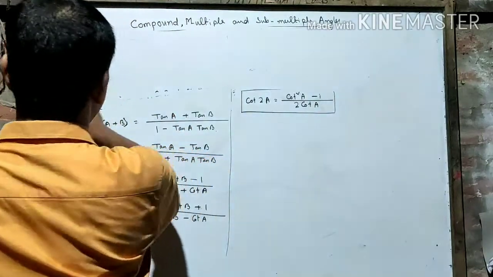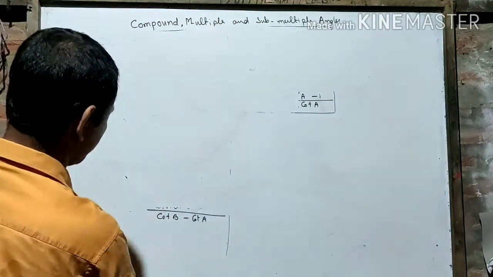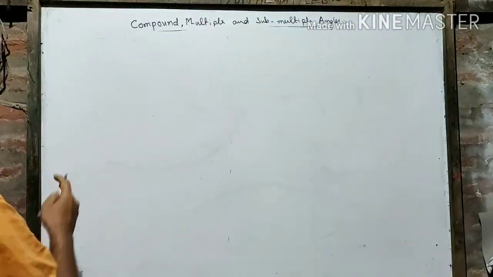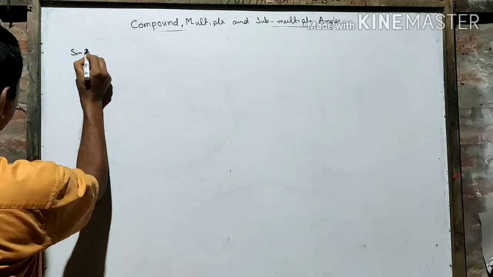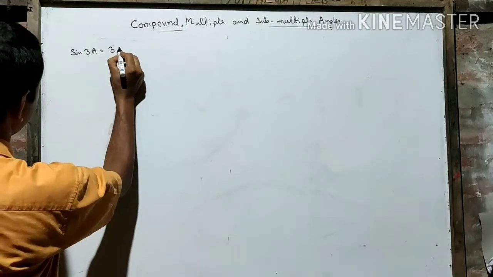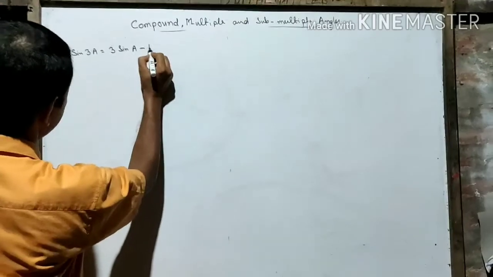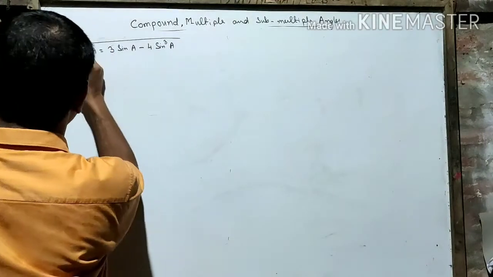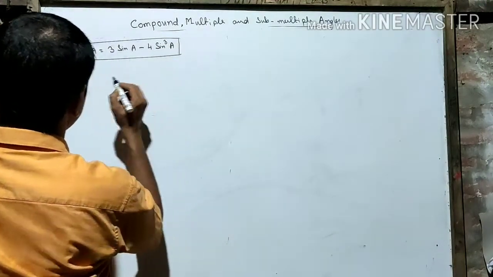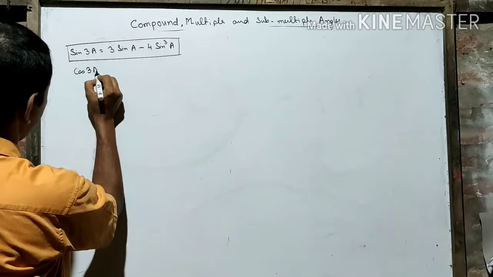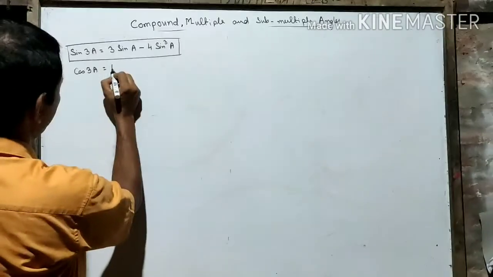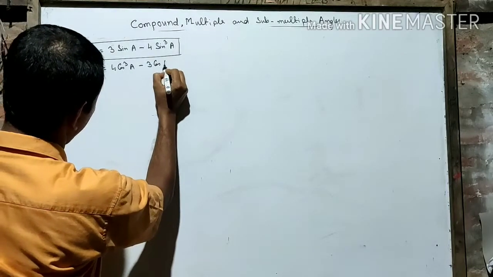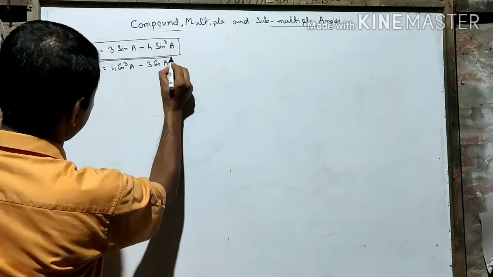Next we are going to find formulae for thrice angles. Okay. So how? Let me write the formula first. Sin thrice A is equal to 3 sin A minus 4 sin cube A. Cos thrice A is 4 cos cube A minus 3 cos A. So this is the formula for cos thrice A.